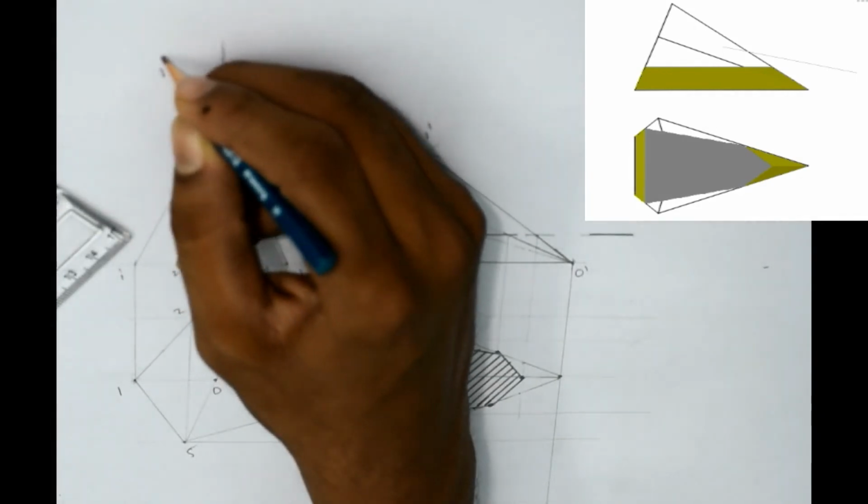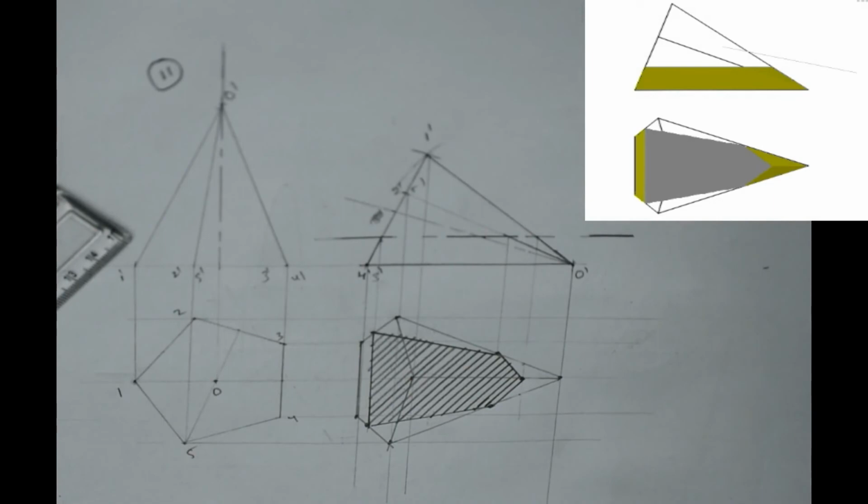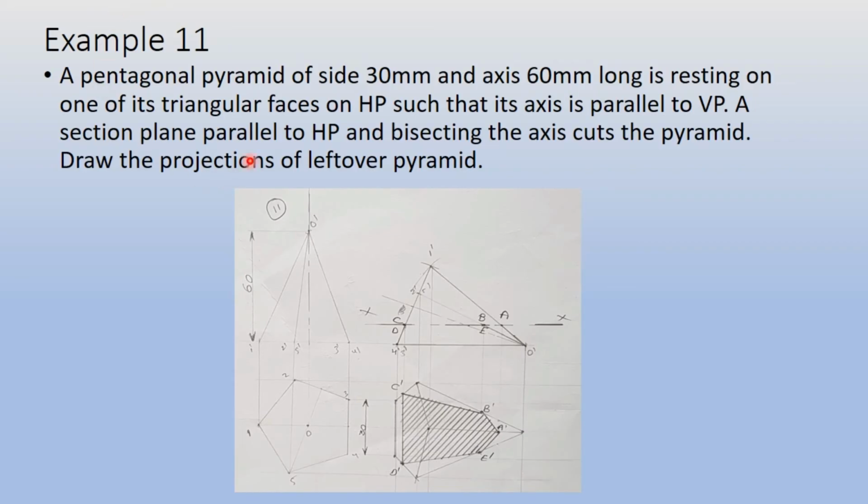And our question number 11 is completed. So this is the final solution of example number 11 when the pyramid is resting on its triangular face on HP, as you can see here, and this is the section plane which is parallel to HP. Also one more thing to observe here, that from here to here the distance is 30 and from here to here the distance is 30, as you can see this point here. And this is our sectional top view. As you can see, the axis is straight, which means that it is parallel to the VP.